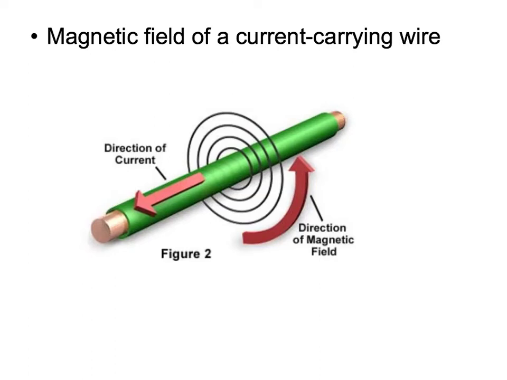Tonight's video is about the magnetic field created by a current carrying wire. And hopefully by the end of this video you'll understand how to determine the direction of the magnetic field created by a current carrying wire.